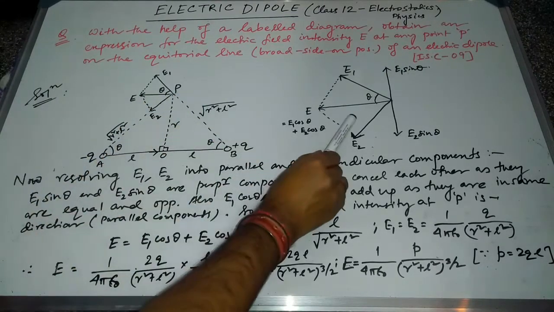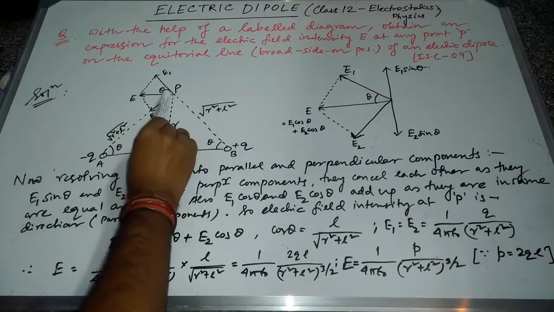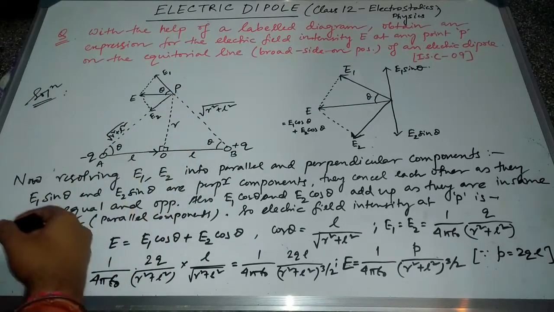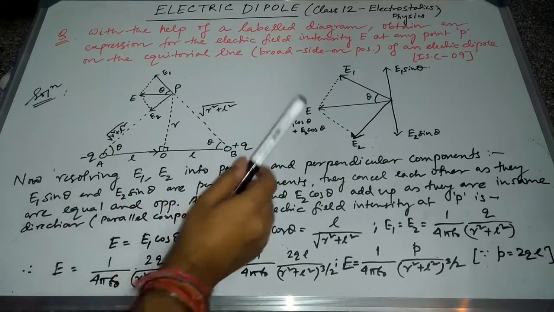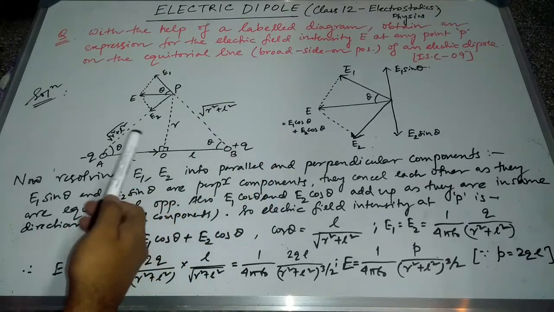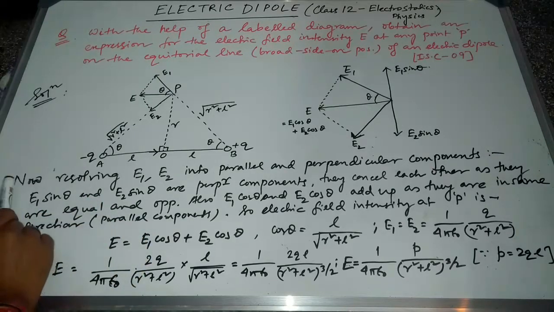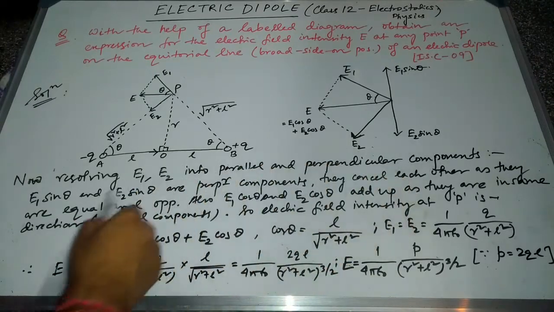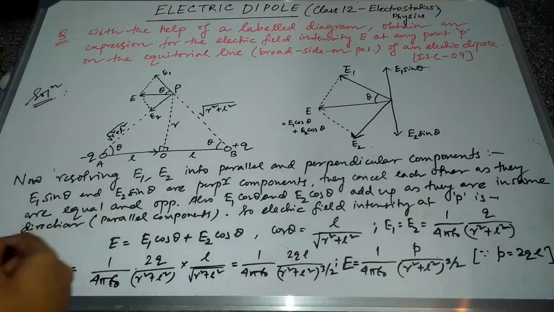So we get this type of a geometry where the resultant E is the resultant of these two fields E1 and E2. Now E1 and E2 are resolved into sine and cosine components, that is parallel and perpendicular components, parallel to AB and perpendicular to AB.